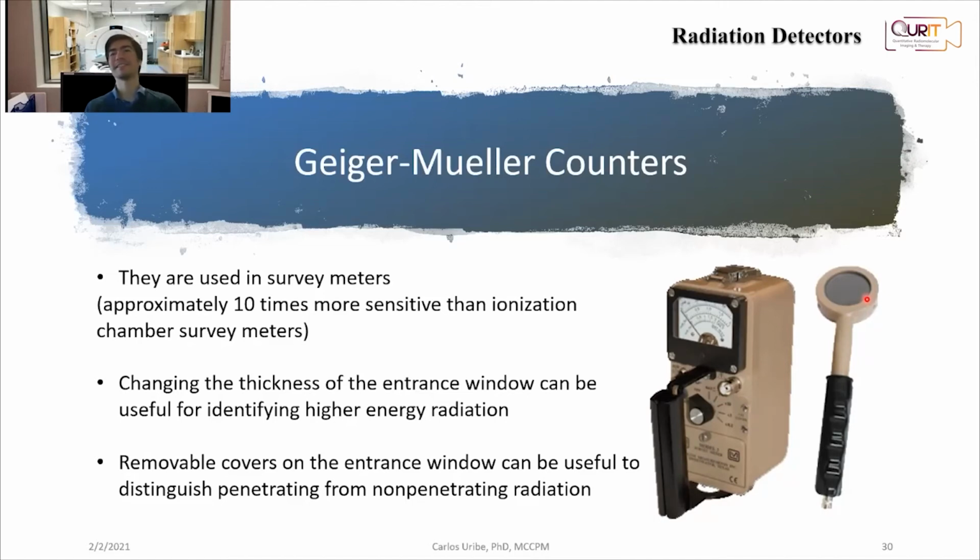It's just that the plastic is stopping your betas. Gammas, well, the plastic is basically transparent to the gamma. So if you put the plastic window and you still see exactly the same as when you didn't have the plastic window, you will know that the contamination you have there is caused by a gamma emitting isotope. So that's how it's useful to identify between penetrating and non-penetrating radiation.